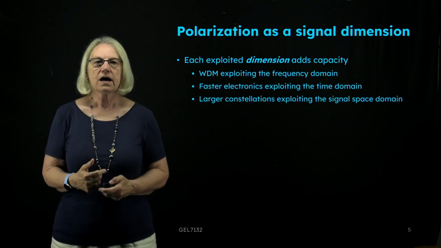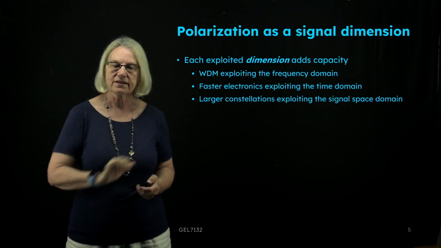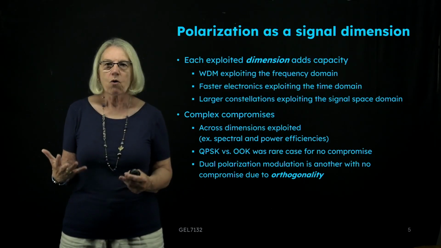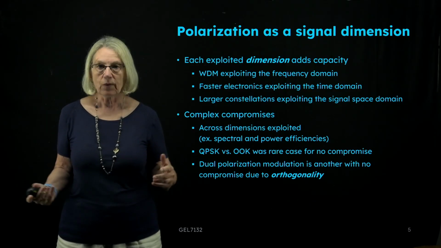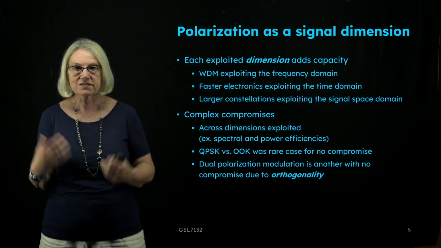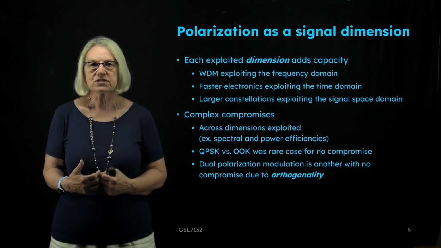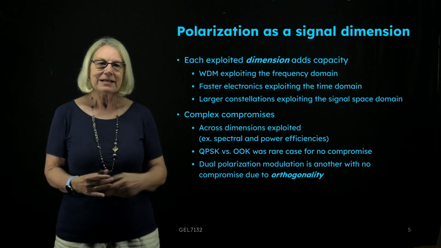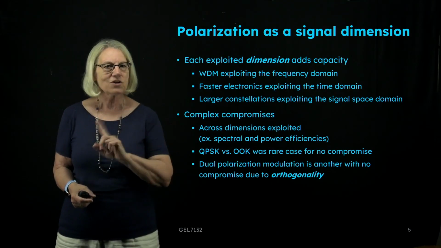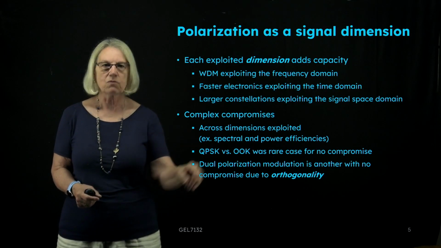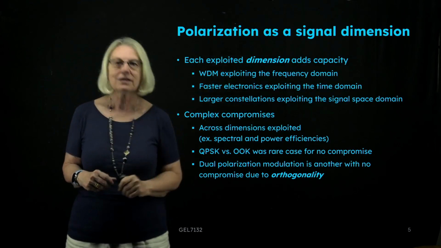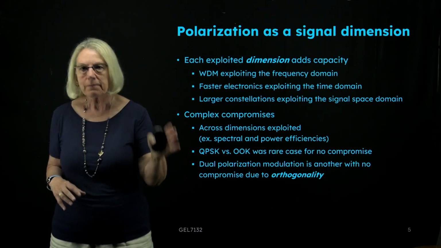There are physical limits. These are some constraints on capacity. These were, like I said, somewhat complex compromises. They're not always easy to evaluate. The simple one that I did give you was spectral versus power efficiency. And this is a classic topic in communications theory about this trade-off we have to make. I did mention that QPSK versus on-off keying, IM/DD, was one of the rare cases where there was no compromise. QPSK was better across the board, both more spectrally efficient and more power efficient. The reason was because I added a dimension. So the compromises depend.